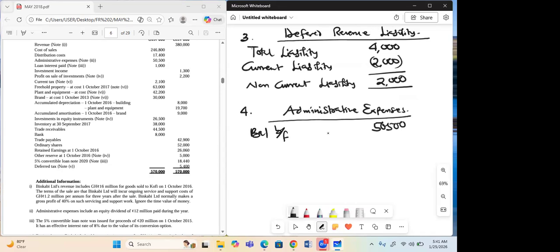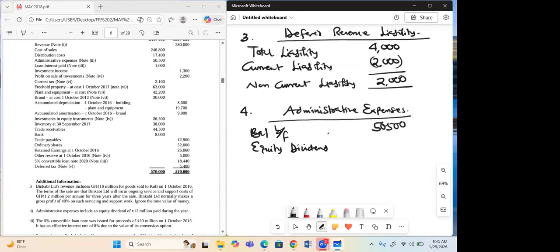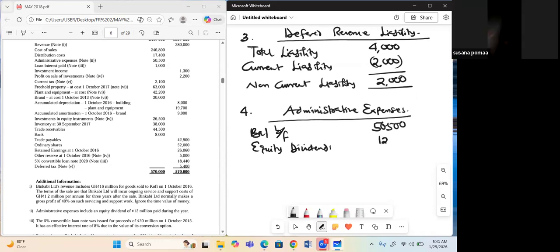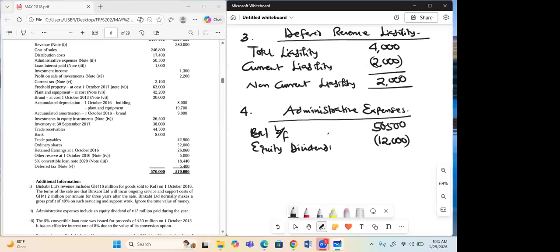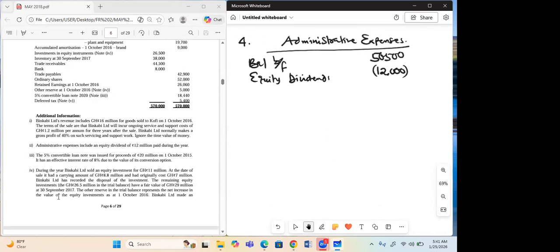Then what do you do? You take out the equity dividend of 12 million. So the equity dividend was 12 million. Yes, sir. But you know, administrative expenses, other issues can affect it. So leave a lot of space for it, about 7 lines, and there we go. Next, note 3.